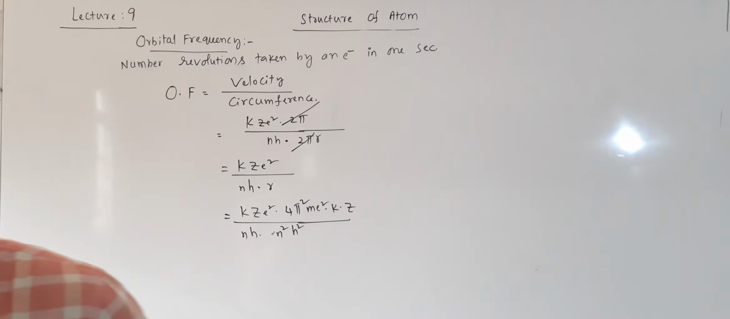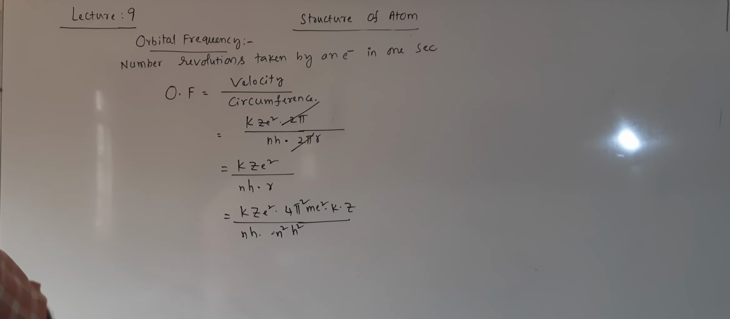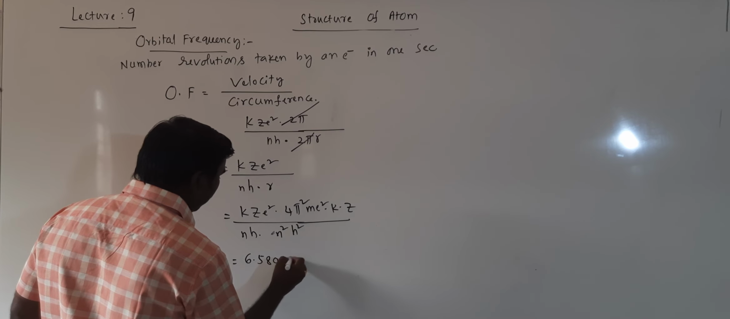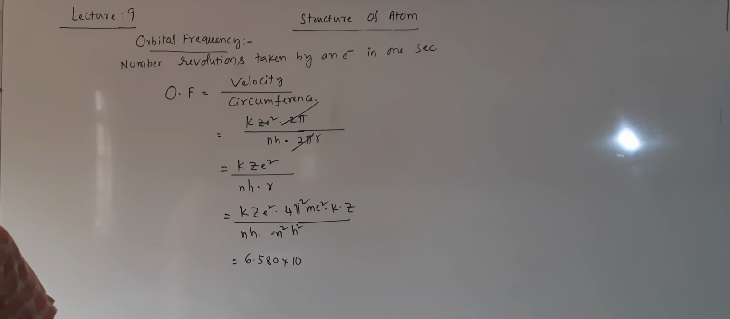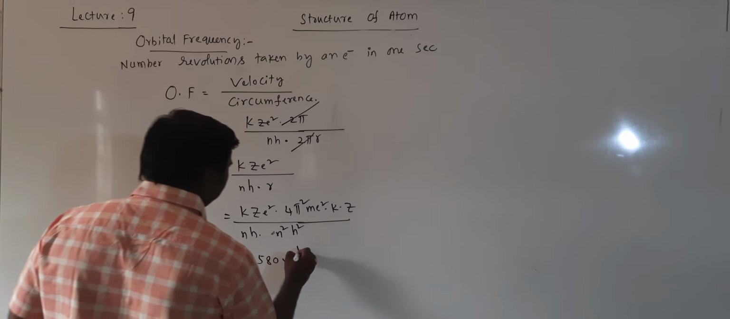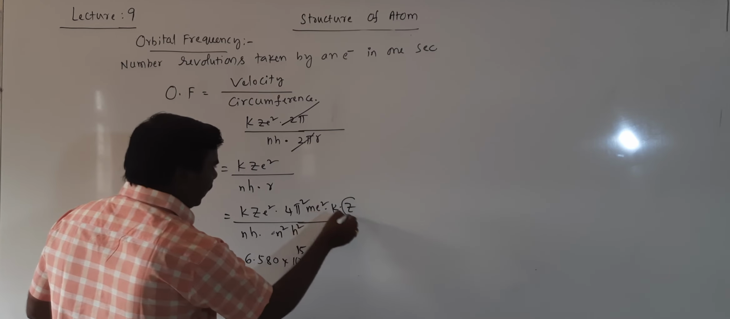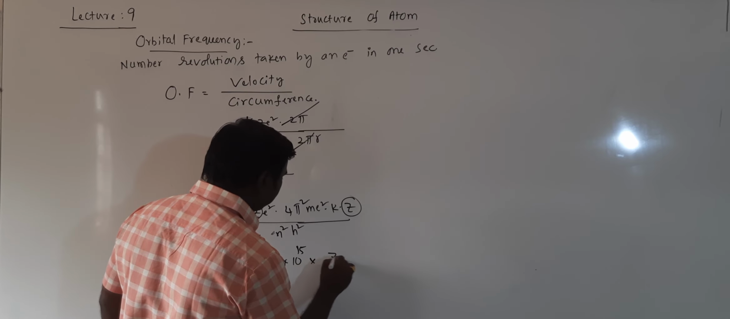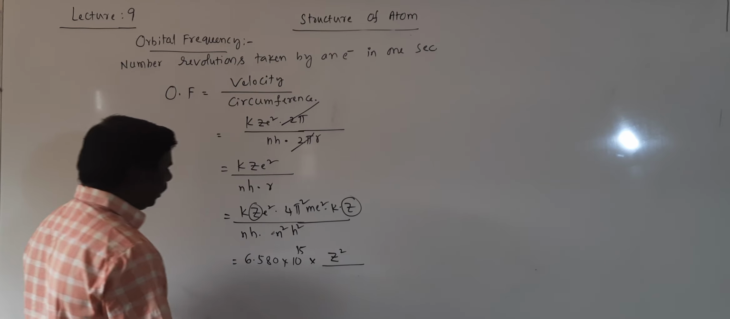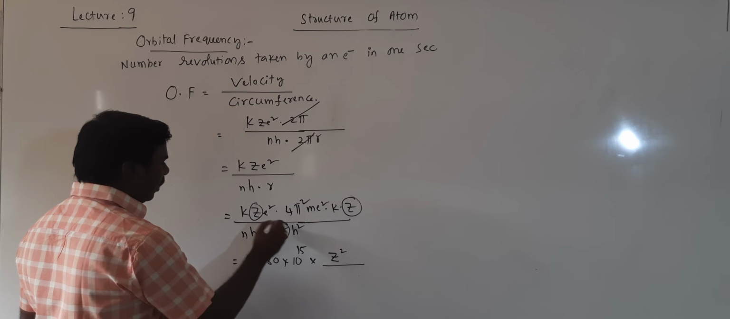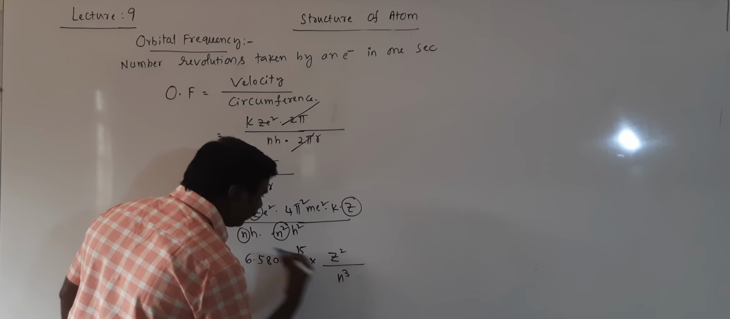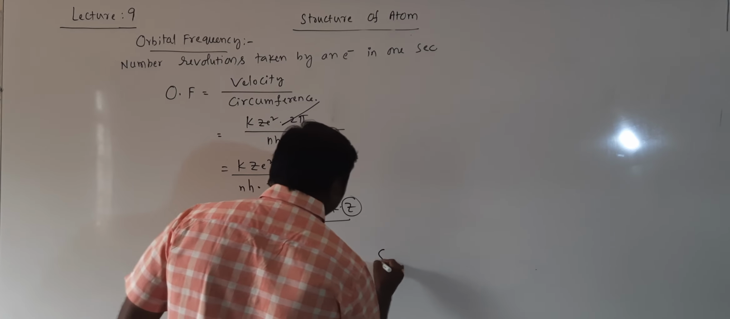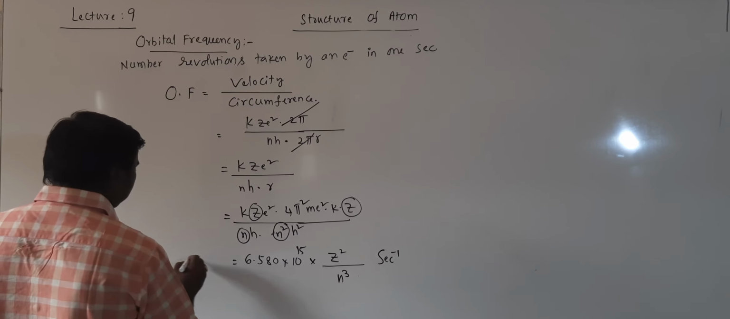Finally, the value is 6.580 into 10 to the power of 15, with Z square by n cube left. Units are seconds inverse; orbital frequency units are per second.